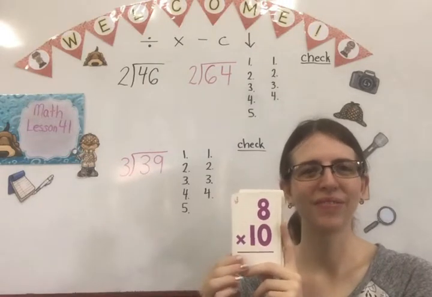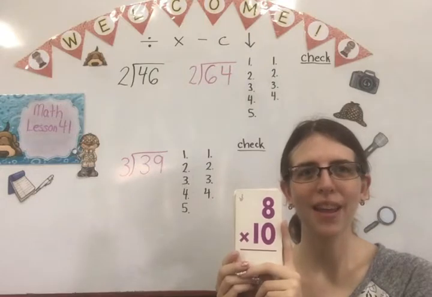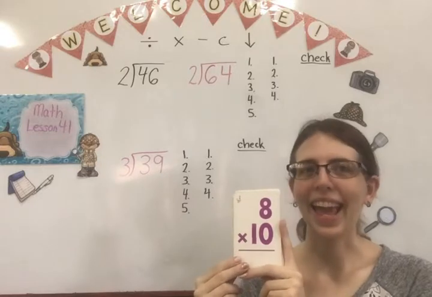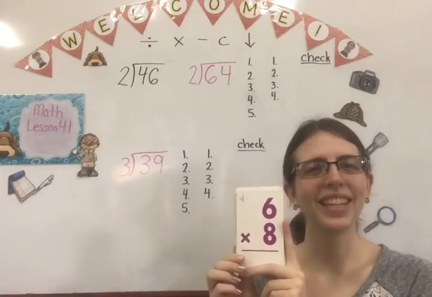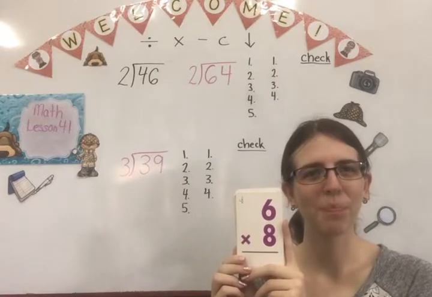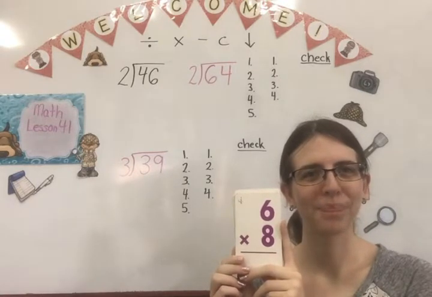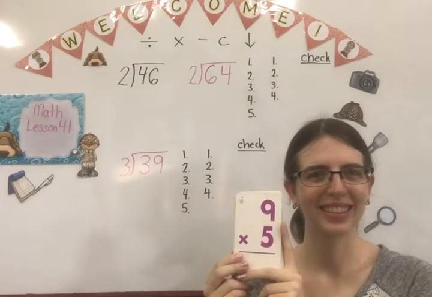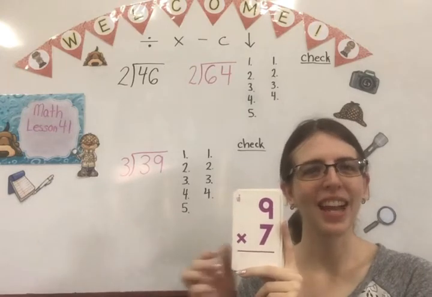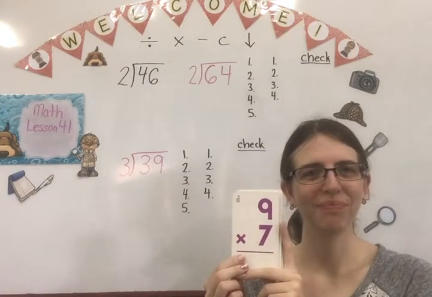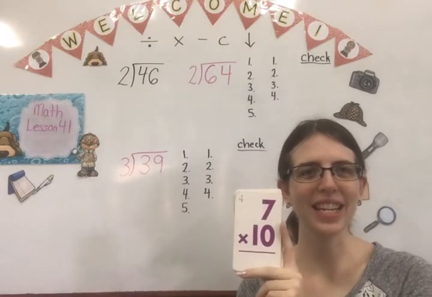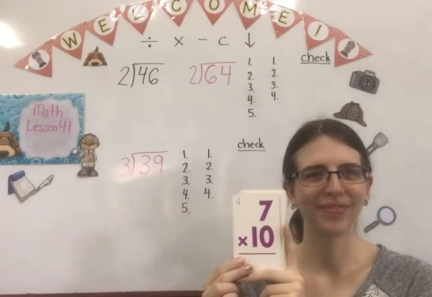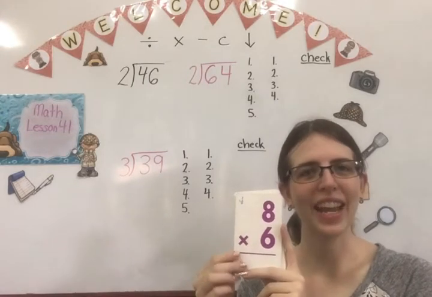32. 8 times 10. Oh, this is a big one, but it's actually an easy one. 8 times 10. Elena? 80. 6 times 8. Lindsay? 48. 9 times 5. Cassandra? 45. 9 times 7. Grace? 63. 7 times 10. Let's see, Aaron. 70. Good. 8 times 6, Josh.